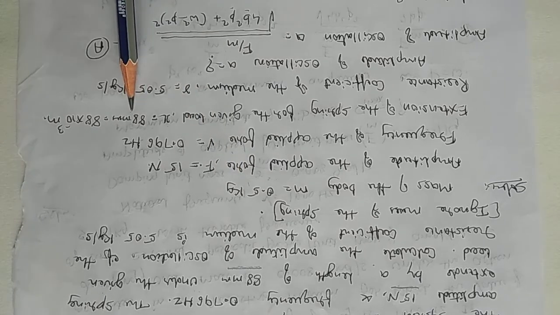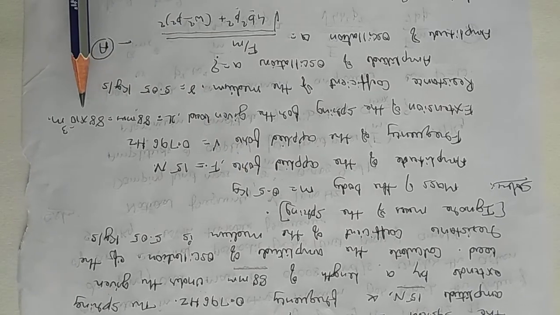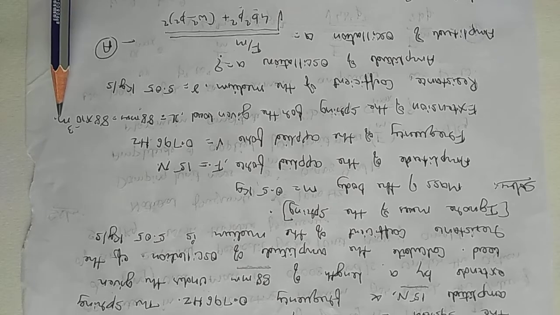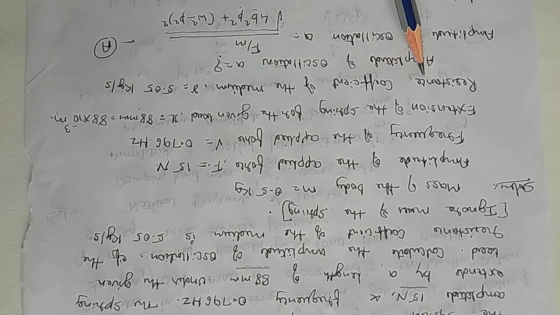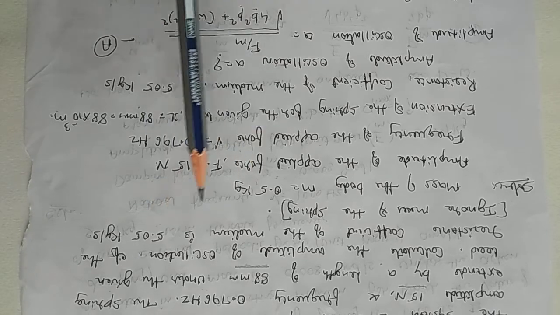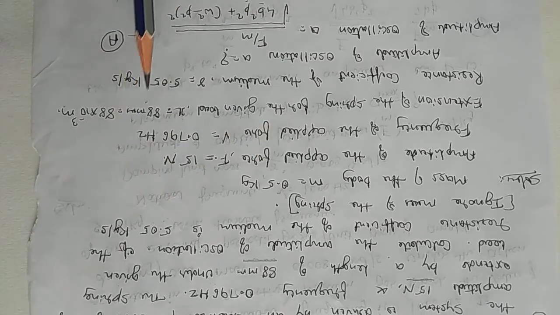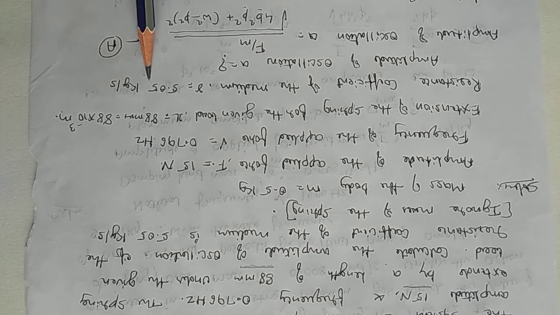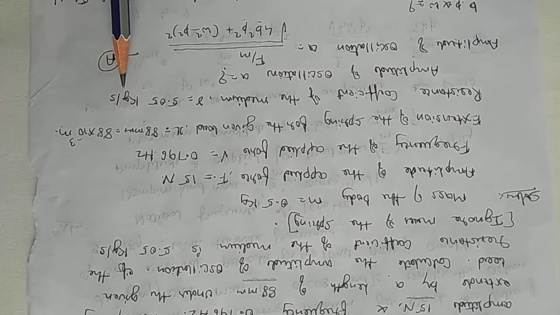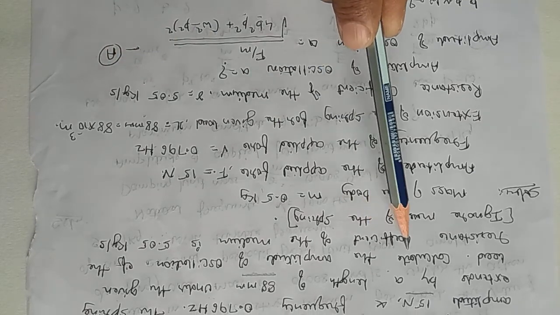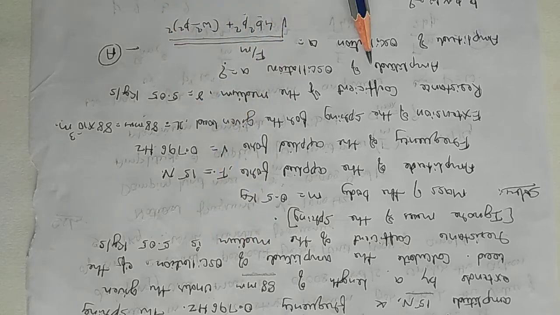X is 88 millimeter. If we convert it to meter, it is 88 into 10 raised to minus 3 meter. Then the resistance coefficient of the medium R is given here as 5.05, so R is 5.05 kg per second. Now we have to calculate the amplitude of oscillation, meaning A we have to calculate.